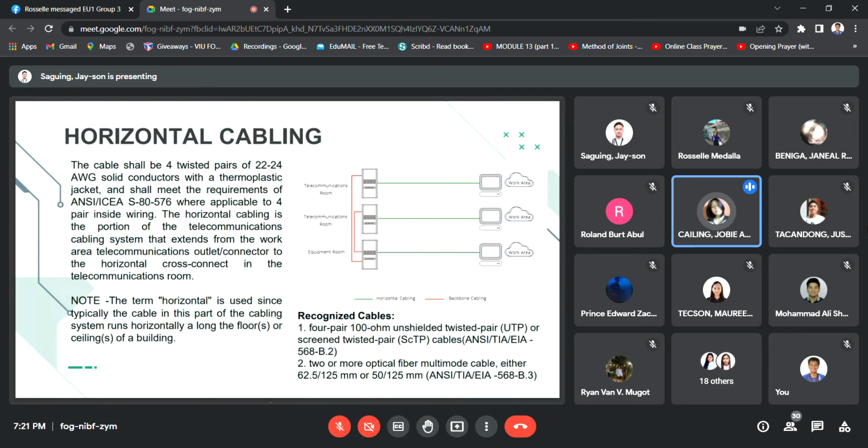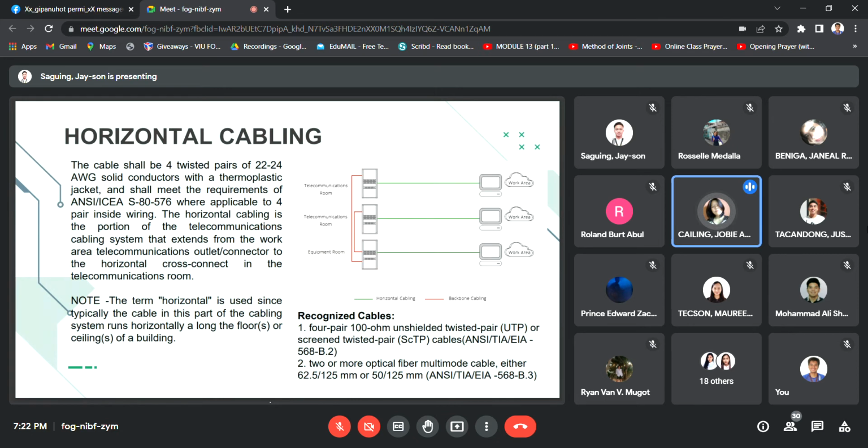So after sa backbone cabling, we have horizontal cabling. The cables here shall be 4 twisted pairs of 22 to 24 AWG solid conductors with a thermoplastic jacket and shall meet the requirements of ANSI ICEA or the Insulated Cable Engineers Association S8576 where applicable to a 4-pair inside wiring. The horizontal cabling is the portion of the telecommunications cabling system that extends from the work area to the telecommunications room. So note that the term horizontal is used since typically the cable in this part of the cabling runs horizontally along the floors or ceilings of the building.